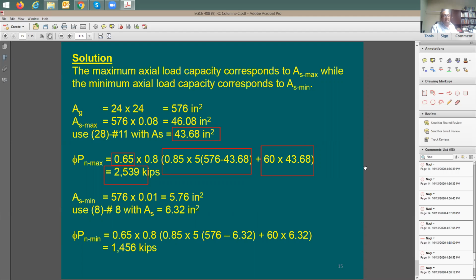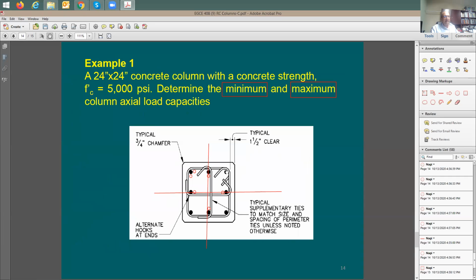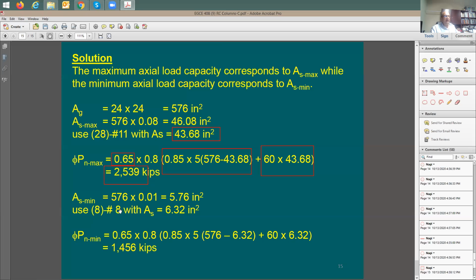How about the minimum? I said the minimum is going to be 1%. 1% of the 576 is going to be 5.76 square inches. I'm going to go here with number 8. This is going to be a good number to use, 8 rebars at least, because with the column size, I cannot really use only 4. I need to use maybe 8. So I said, okay, let me use number 8. It's going to be 6.32 square inches.